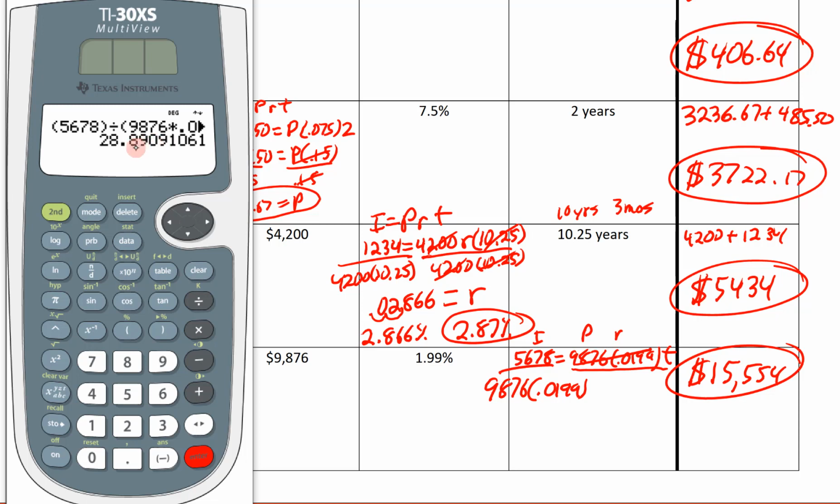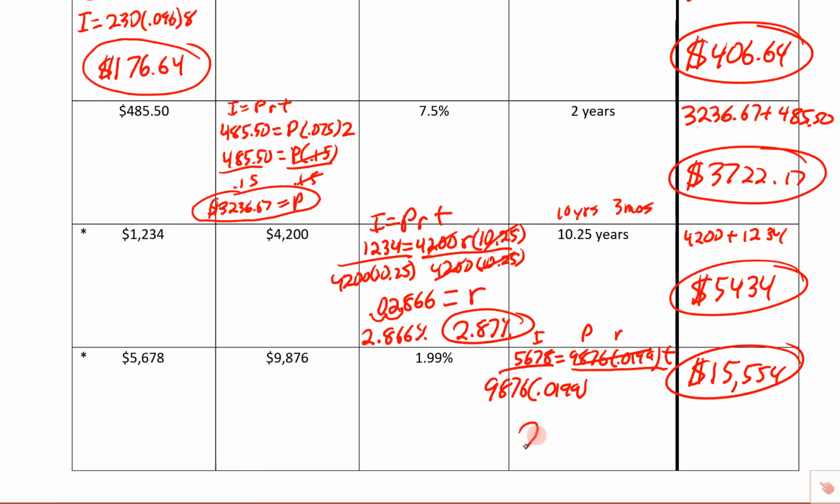28.890. Now, we're going to two decimal places right here, and we're trying to find a time, so that zero is not going to bump it up. So this is going to be 28.89. Question is, what label do we put on that? It's not a dollar. It's not a percent. It is years. Okay? So that's how you fill out a table like that.